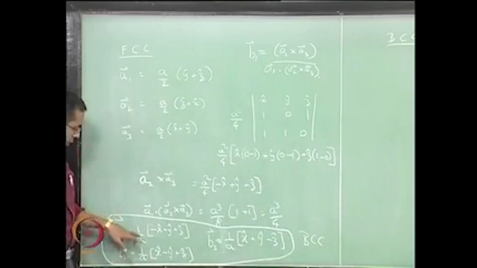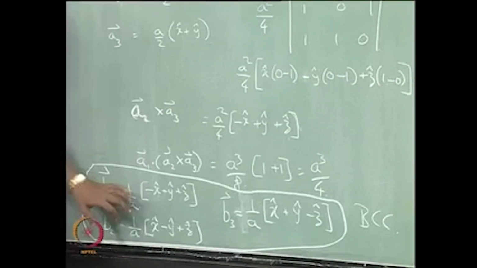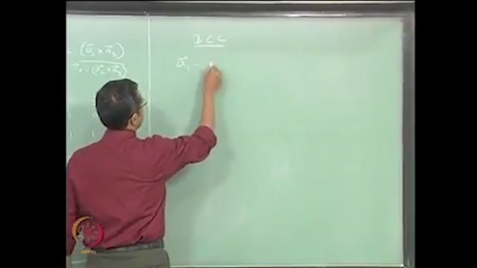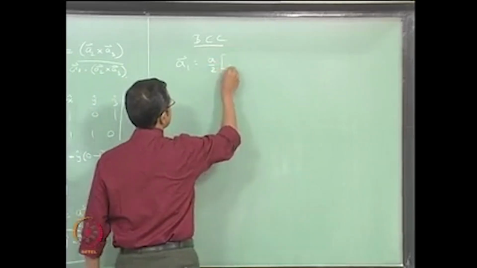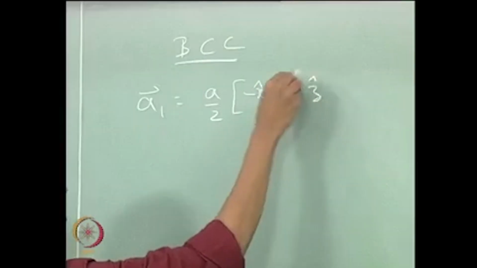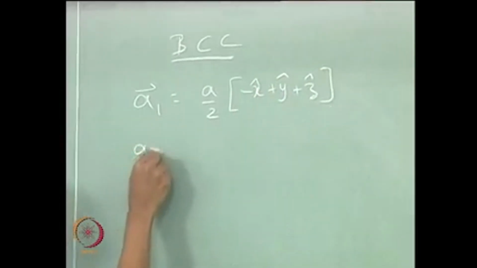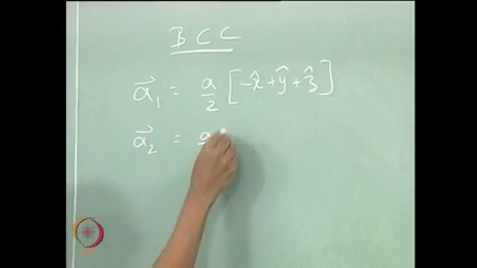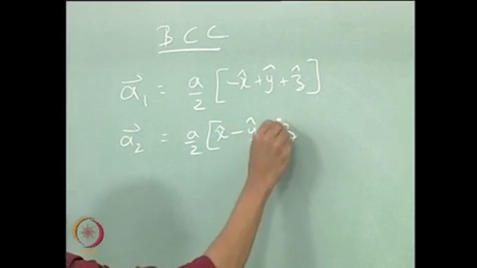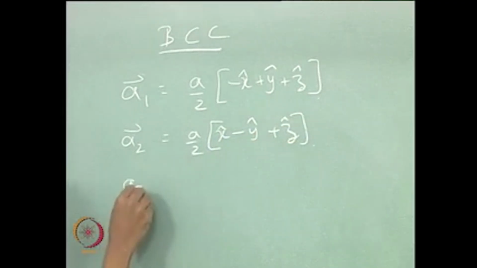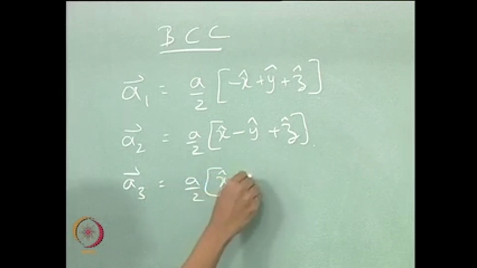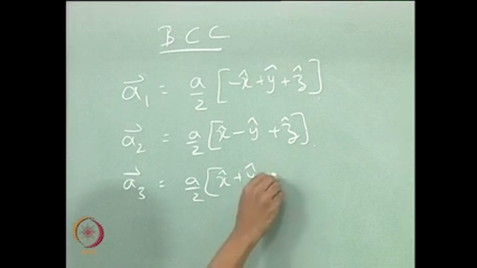Okay. It is in reciprocal space, that is why we have 1 by a, so let us not worry about 1 by a. In BCC in fact we would have A1 is a by 2 into minus x plus y plus z, A2 is a by 2 into x minus y plus z, and A3 is a by 2 into x plus y minus z.